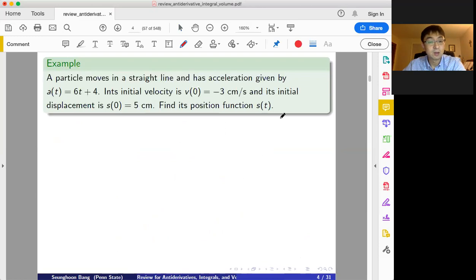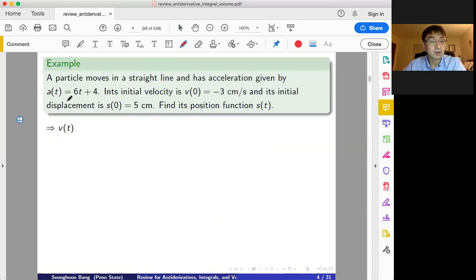The next problem: a particle moves in a straight line and has acceleration given by a of t equals 6t plus 4. This is the initial velocity. So this is a typo again. Its initial velocity is v of 0 equals -3 centimeters per second. Its initial displacement is s of 0 equals 5 centimeters. Find its position function. Next, you can find v of t.